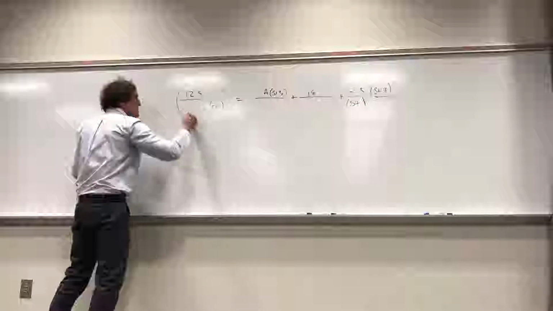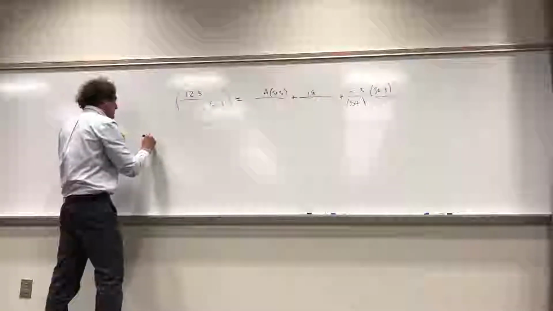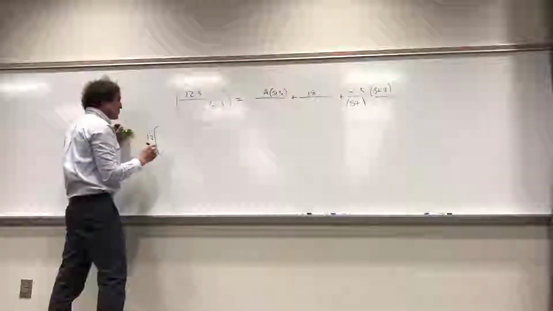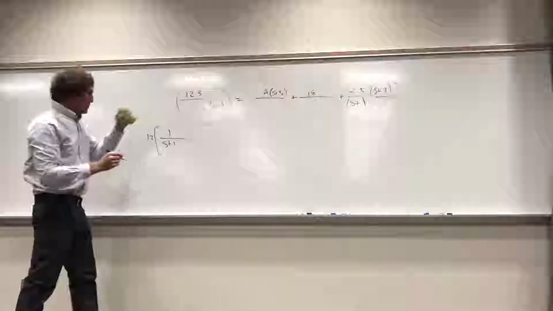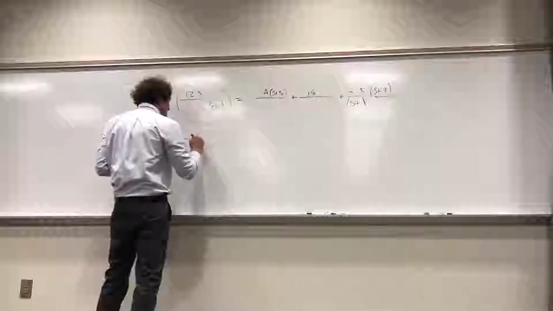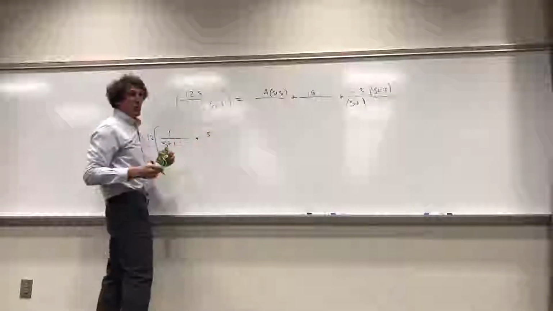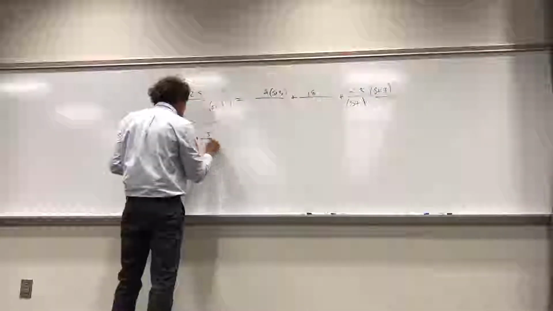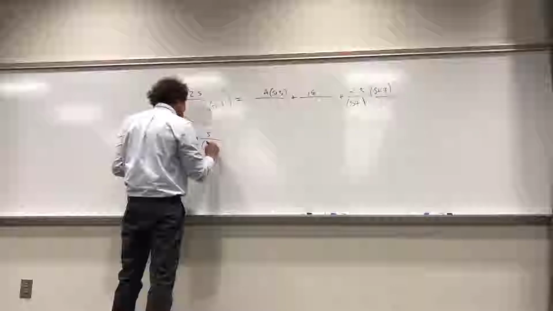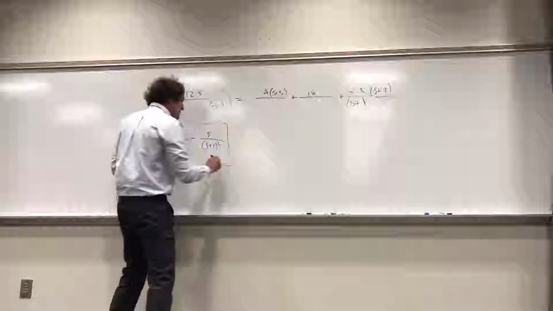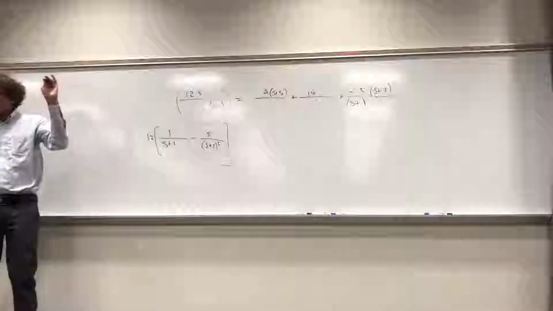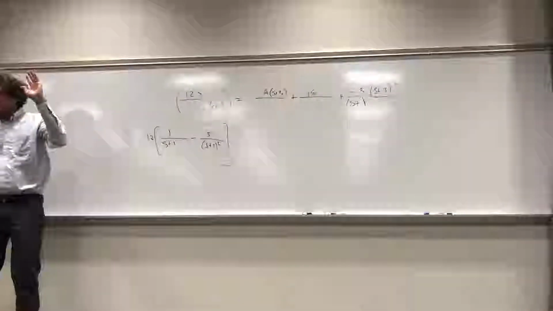Taking a derivative of this, I can take the 12 out in front, right? The derivative of s is 1 over s plus 1, correct? Plus s times the derivative of 1 over s plus 1, which is going to be what? Minus 1 over (s+1) squared, with a minus sign right here, correct? You agree with me, everyone?